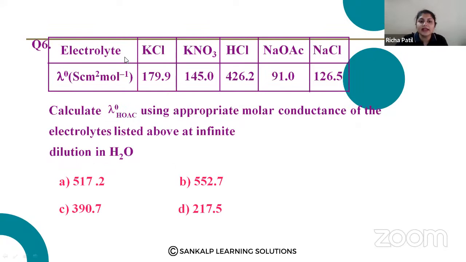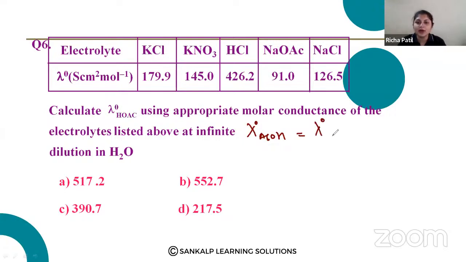Next, the electrolytes KCl, KNO3, HCl, NaOAc, and NaCl are given with their lambda naught values. You have to calculate lambda naught of HOAc using the appropriate molar conductances of the electrolytes listed above at infinite dilution in H2O. So we have to find lambda naught for AcOH. How will you find it?